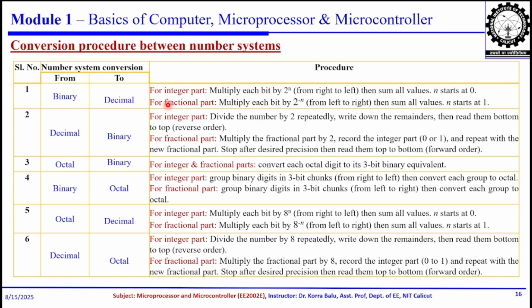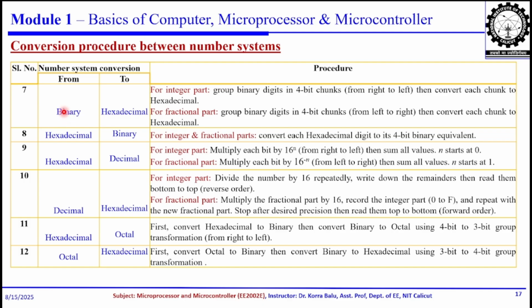Here we can proceed further with the integer part and the fractional part, and we will solve based on the integral part and the fractional part. The procedure changes for the integer part and for the fractional part, in binary to decimal, decimal to binary, octal to binary, binary to octal, octal to decimal, decimal to octal, followed by binary to hexadecimal, hexadecimal to binary, hexadecimal to decimal, decimal to hexadecimal, hexadecimal to octal, and octal to hexadecimal. These are the procedures for the integer part and fractional part for each and every conversion between one number system and another.